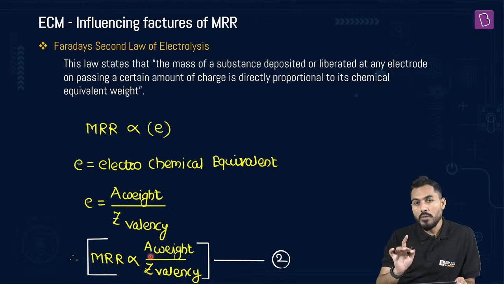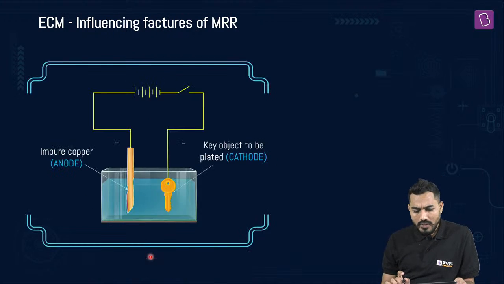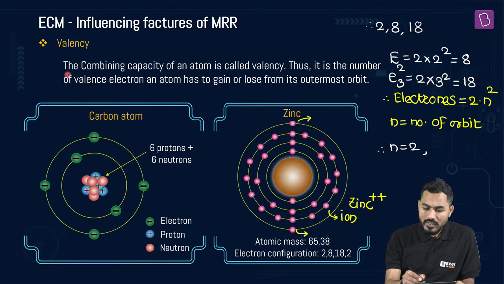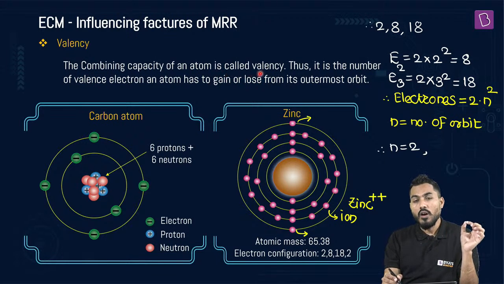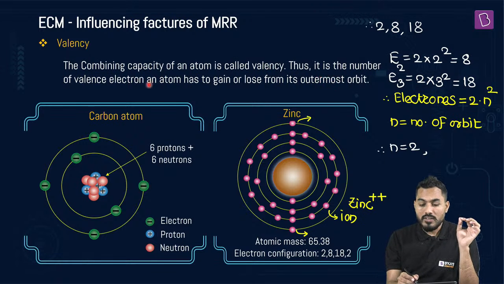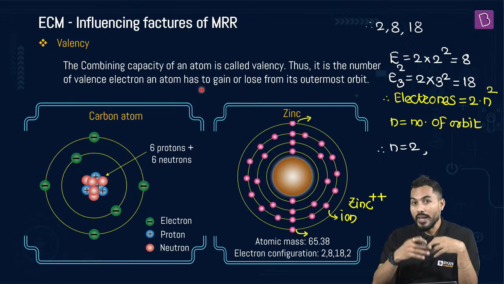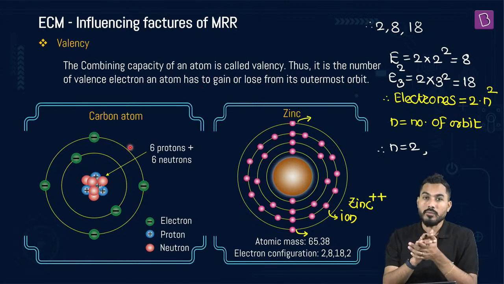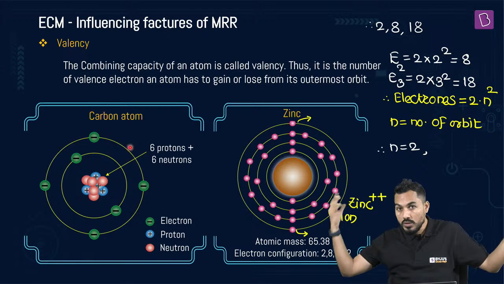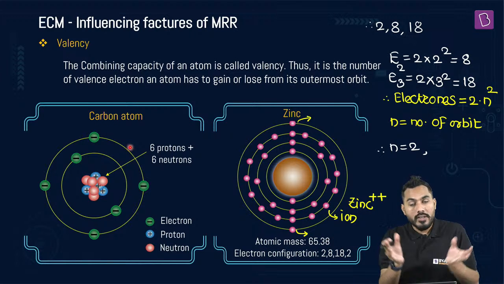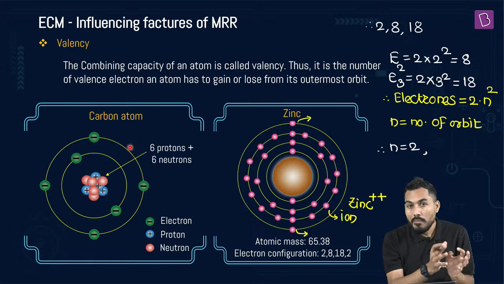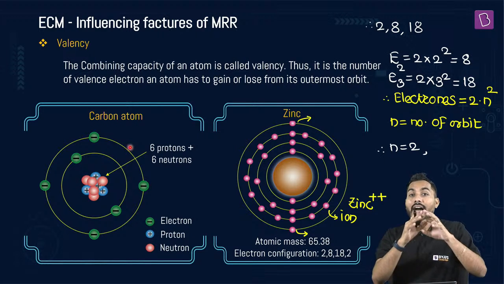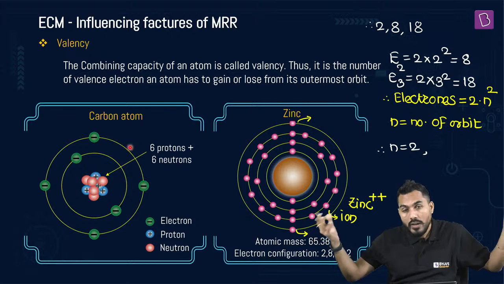Now, how is it inversely proportional to valency? We have discussed one definition of valency. It is the combining capacity of an atom, or the number of valence electrons an atom has to gain or lose from the outer energy orbit. How many electrons it can lose or gain from the outer energy orbit to become electronically stable, so that it has to release some electrons or gain some electrons.